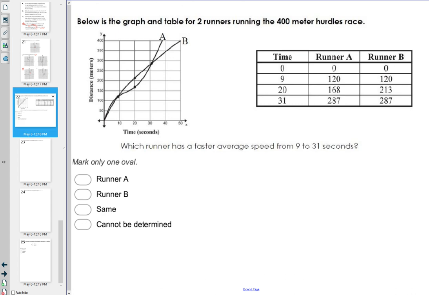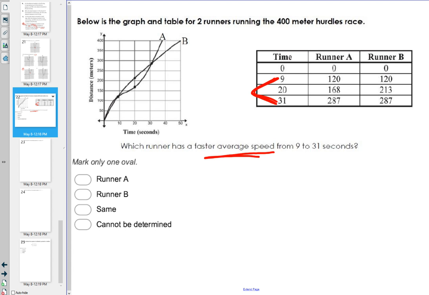Okay, we're back to these runners now. So which one had a faster average speed from 9 to 31? Okay. Well, look, let's do this because we're running low on time. Would we agree that we're not comparing apples to oranges? For both runners, we're looking at the exact same time interval. How much time passes between 9 seconds and 31 seconds? 22. There's 22 seconds.